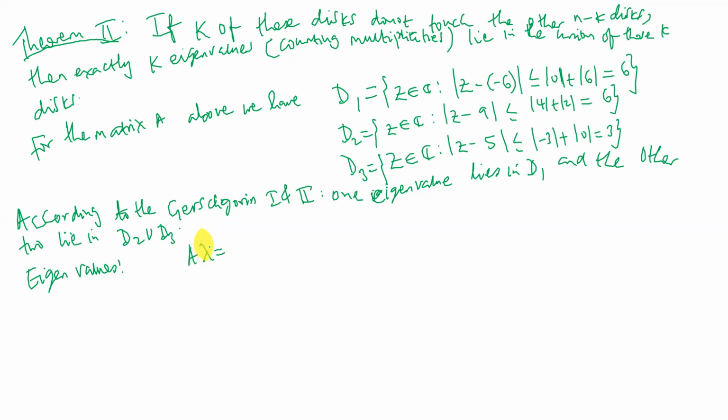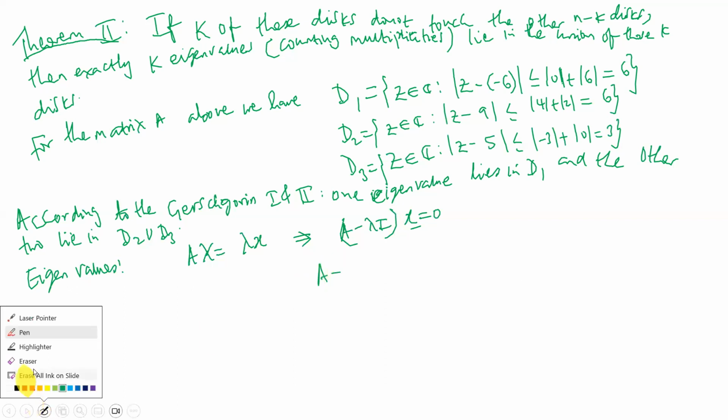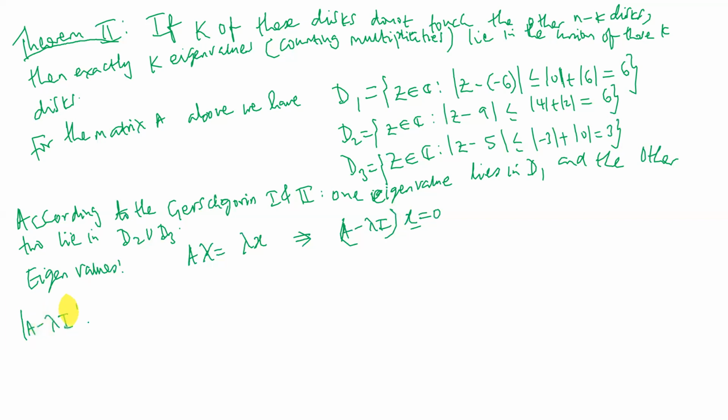To find the eigenvalues, we start with AX equals lambda X. That is how we start. And therefore this means A minus lambda times the identity matrix, multiplied by the vector X. So the eigenvalues are obtained as follows.